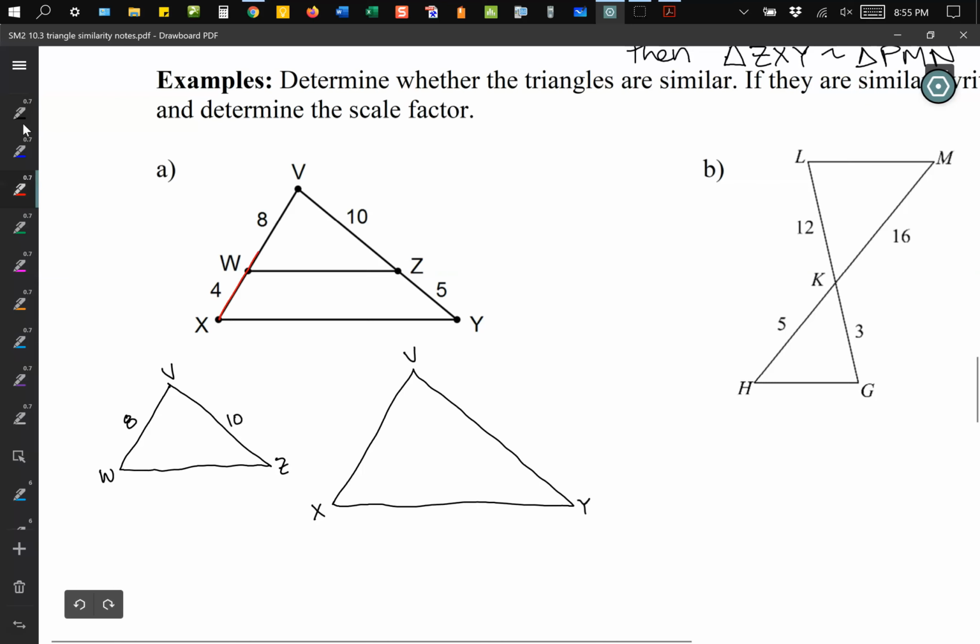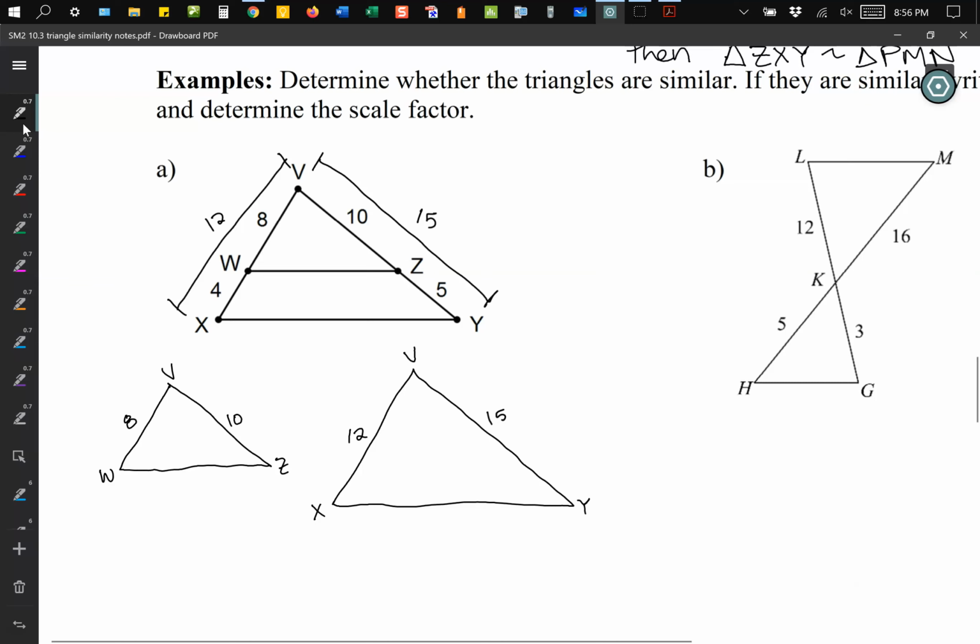So if I look at how long this whole thing is, I need to add the two pieces together. I need to add 4 plus 8. That's going to give me 12, not 4, 12. So I want to add the two together. I want to know the whole side. And this whole side, 10 plus 5, that's 15.